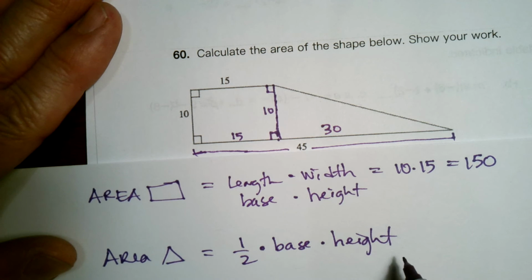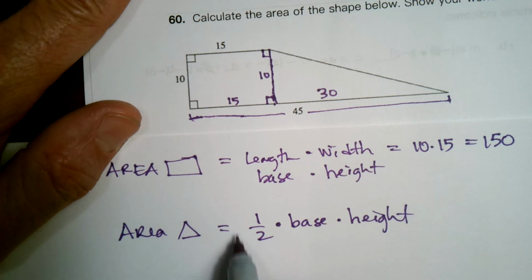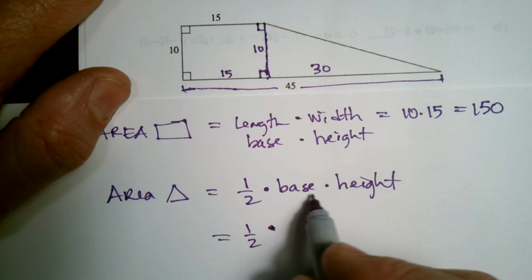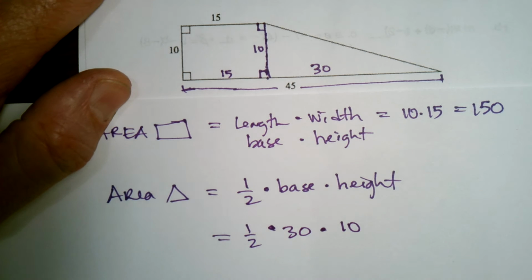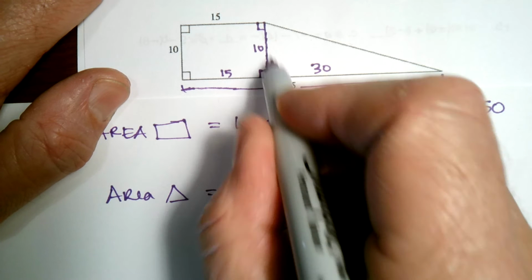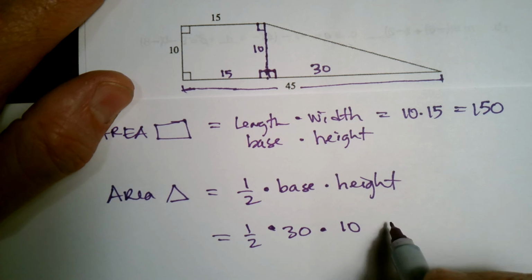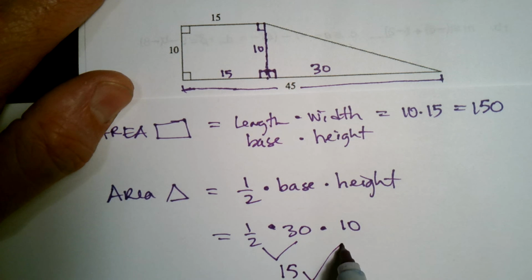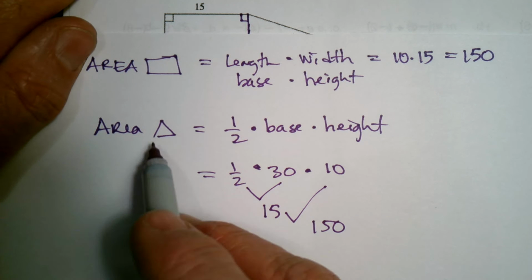So to do this question, I just need to plug in. I'm going to have 1/2 times the base, which is 30, times the height, which is 10. Either one could be the base, could be the height, because what matters is they come up against each other and create a 90 degree angle, a right angle. Multiplying that through, you can multiply one thing at a time. So 1/2 times 30 is 15, and then times 10 is 150. So again, we have an area of 150 for the triangle.